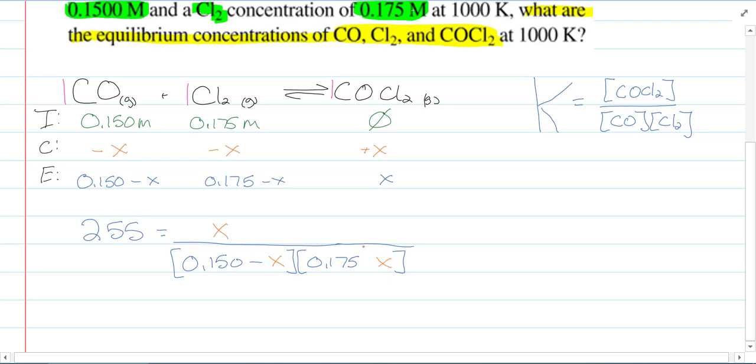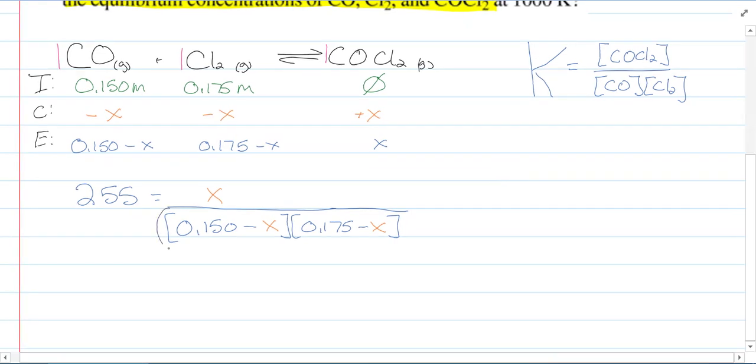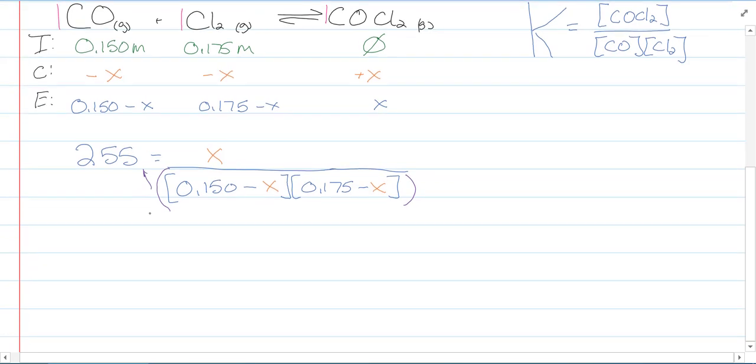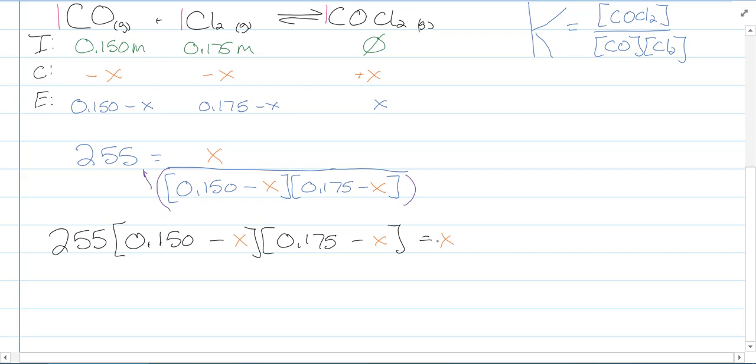And now I have to solve for x, which at this point is algebra. So now we're no longer doing chemistry, we're doing a little bit of algebra. The first thing I'm going to do is bring the bottom up to the top. So I'm going to get 255 times, with brackets around this, 0.150 minus x, 0.175 minus x equals x. What I like to do in this situation is do everything in the big brackets first, so first, outers, inners, last.